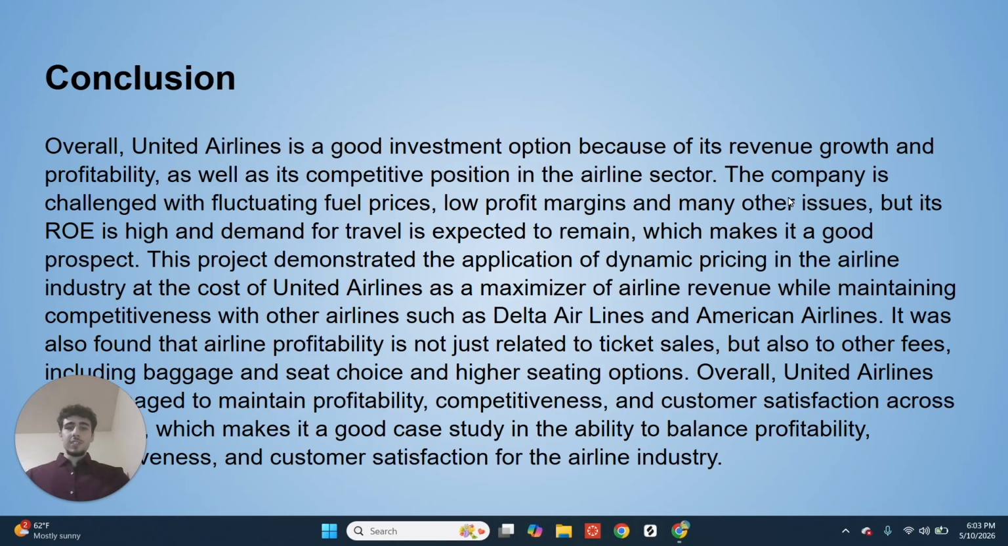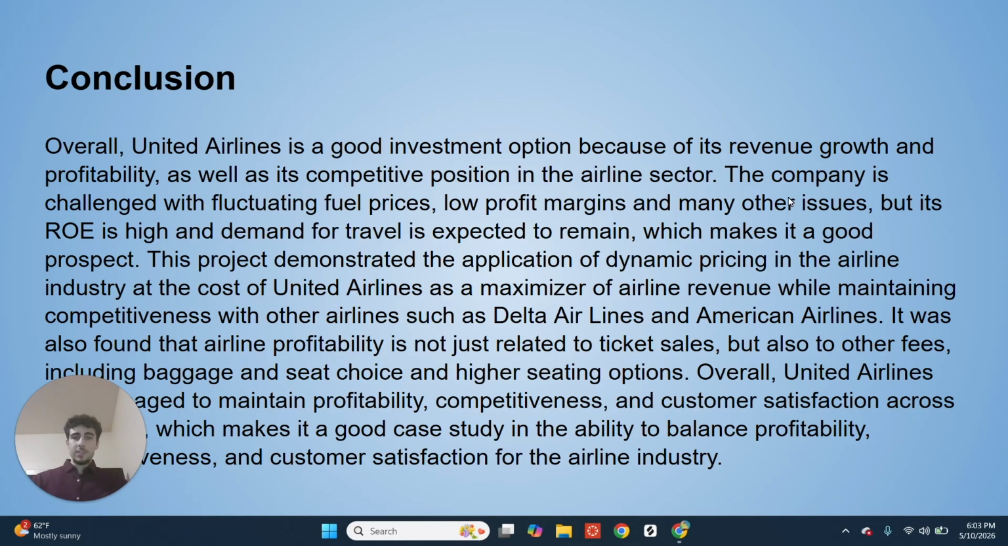This project also demonstrates how important dynamic pricing is in the airline industry. United changed ticket prices based on demand in order to maximize revenue while staying competitive with other airlines like Delta and American Airlines. We also found that airlines make money from more than just ticket sales. Extra fees like baggage handling, seat selection, and upgrade seatings also play a big role in overall profitability.